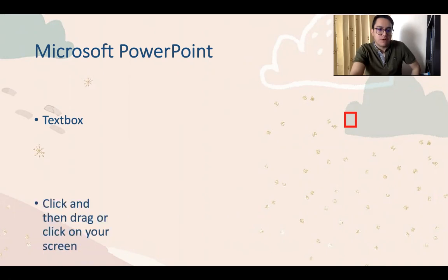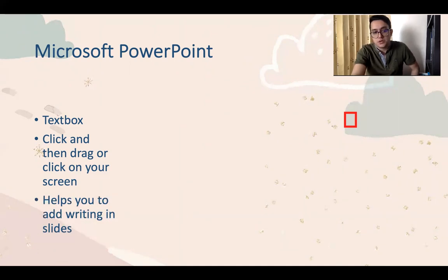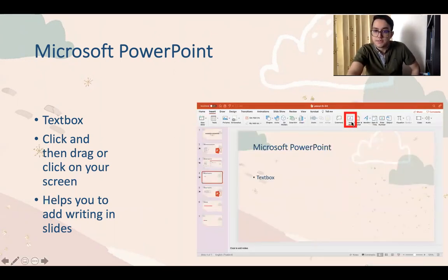Next, we have text box. Click and drag, or click on your screen. This is how you can create a text box. So what is a text box? It helps you to add and write in the slides. So this is the text box. Once you press text box, you can just click and drag on the page. Just press your mouse and you just drag, right? Or you just press one time on your page and then you'll be able to write down.